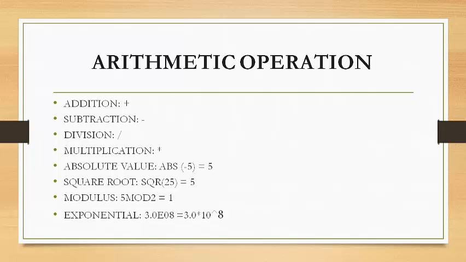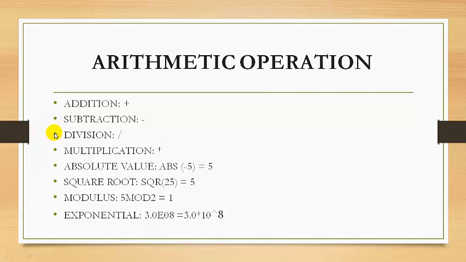Today we'll be talking about arithmetic operations. The very first thing we have here is addition. We can add 1 plus 2, which is going to give us 3. Next on our list is subtraction. It has a negative sign there.